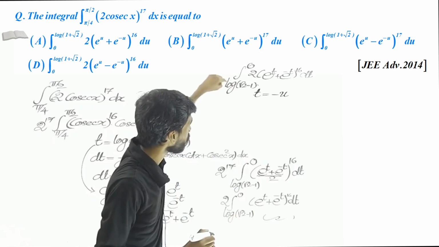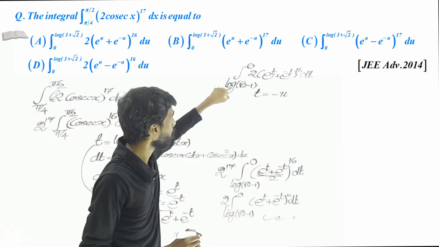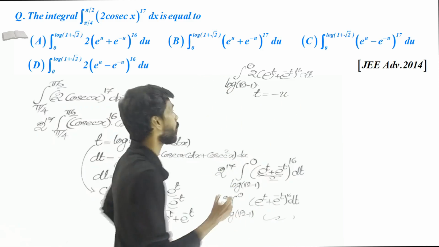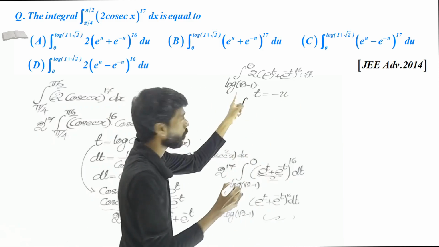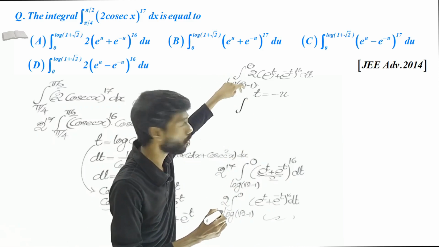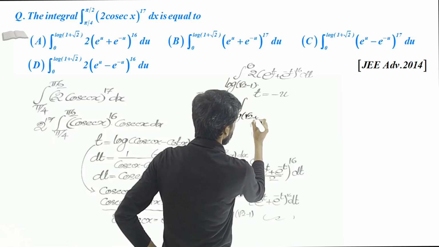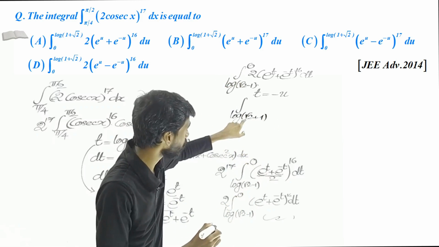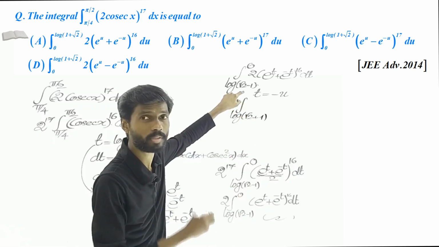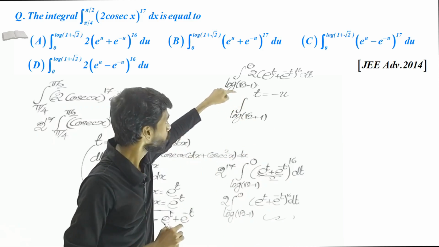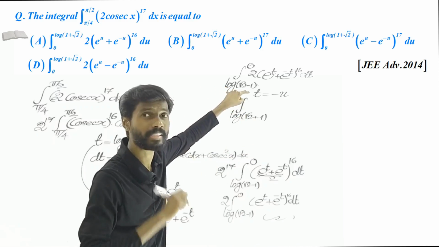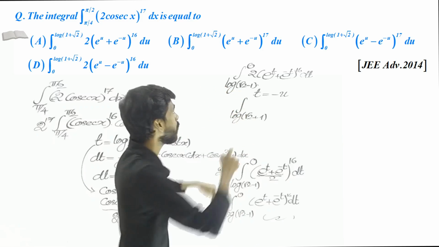If you do this substitution, the lower limit, instead of log root 2 minus 1, becomes minus log root 2 minus 1. But what is minus log root 2 minus 1? Log of 1 by root 2 minus 1, that is same as log of root 2 plus 1, because root 2 minus 1 and root 2 plus 1 are reciprocals of each other. If you multiply them, 2 minus 1 is 1. So minus log root 2 minus 1 is same as log of root 2 plus 1.